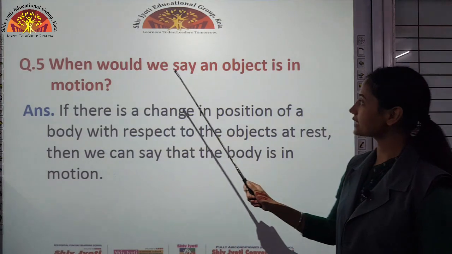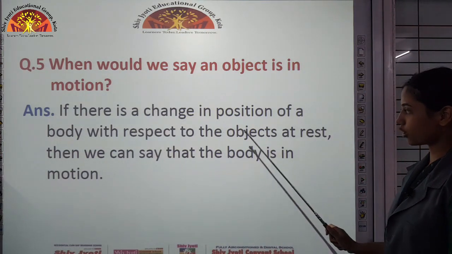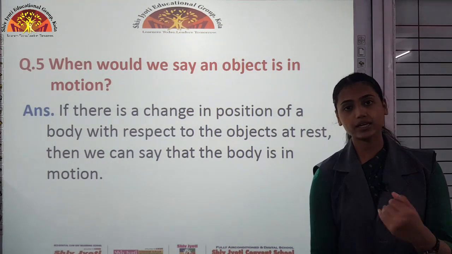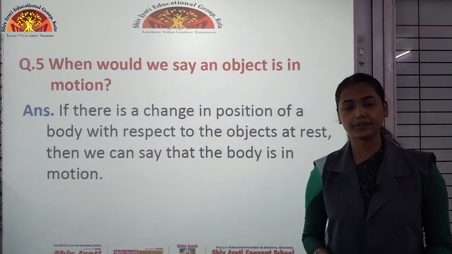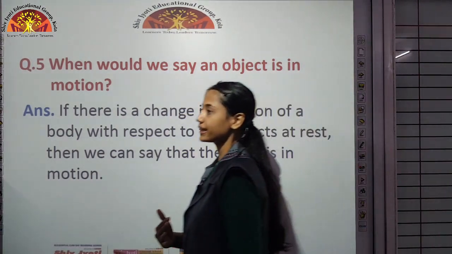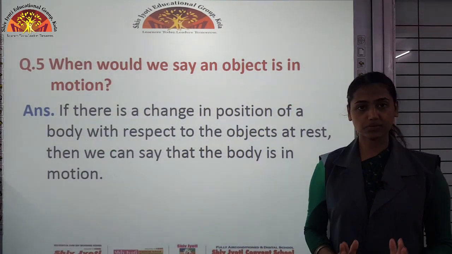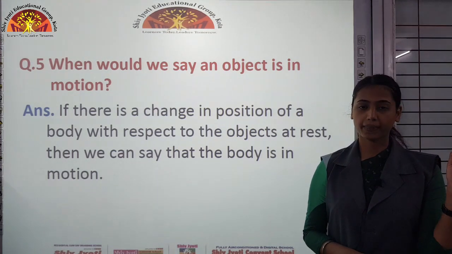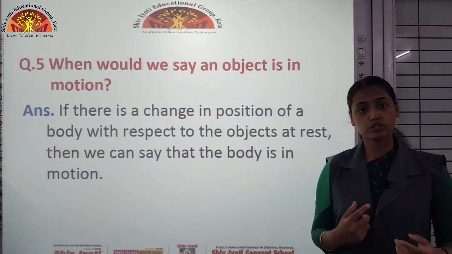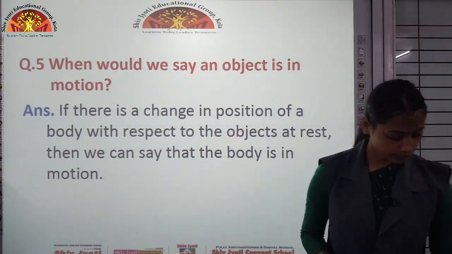Next question, when would we say an object is in motion? If there is a change in position of a body with respect to objects at rest, then we can say that the body is in motion. Now can you tell my state, am I in motion or at rest? I am standing at this position. You will say, ma'am, you are at rest. Now if I start walking, then what is the state? I am in motion. Now I am standing at my position, but according to the moon, my state is in motion because the earth is rotating on its axis. So we all are rotating, we all are changing our positions. So this is a relative term, always remember.